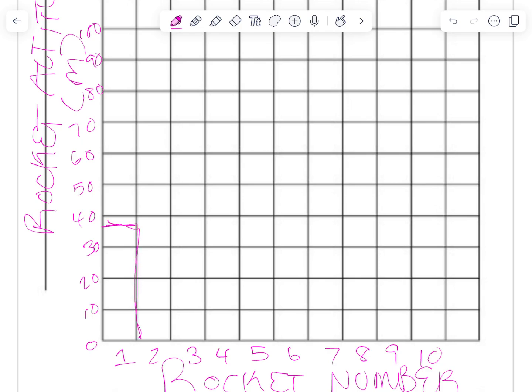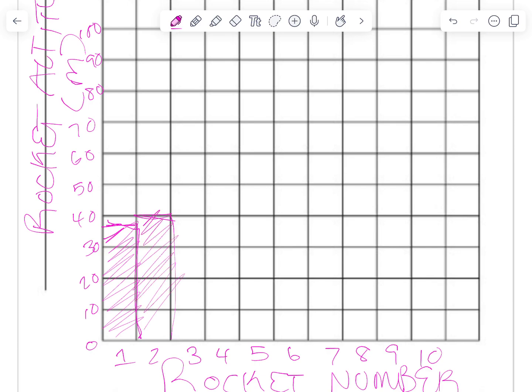And these bars do not need to be different colors. They can all be the same color, it doesn't matter. We're just making a simple bar graph to see how we did in terms of a class average for launch 1 for all the rockets in the class, right? So number 2 went to about 40 meters. That went just a shade higher, so that goes up to here, right?